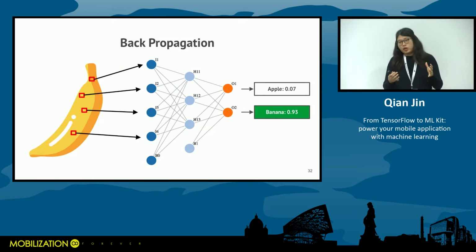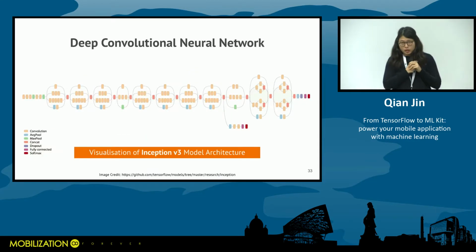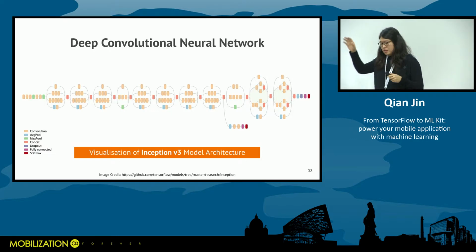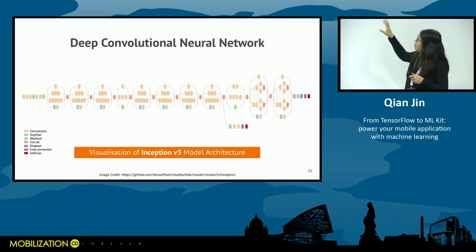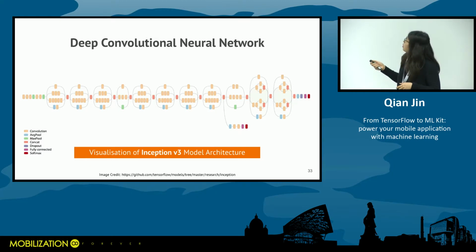That's a very, very simple introduction of neural network. Today we talk a lot about a deep convolutional network, which means the neural network has a lot of layers. This is the architecture, the visualization of Inception v3 from Google. As you can see, there's a lot of hidden layers. Different layers do different jobs.